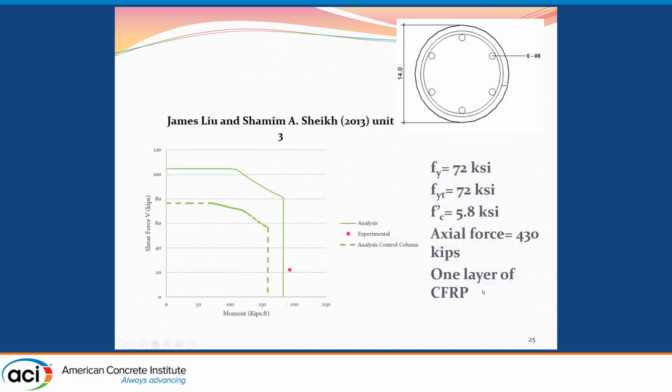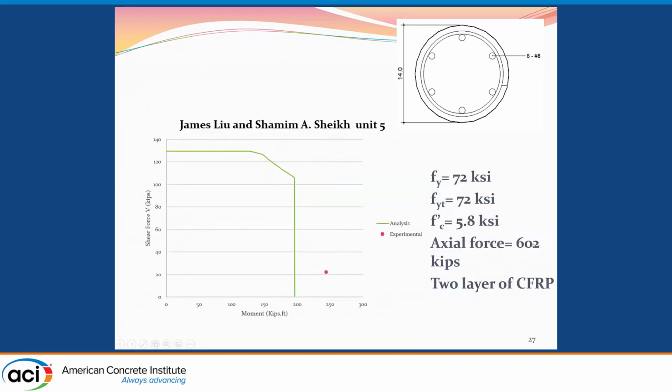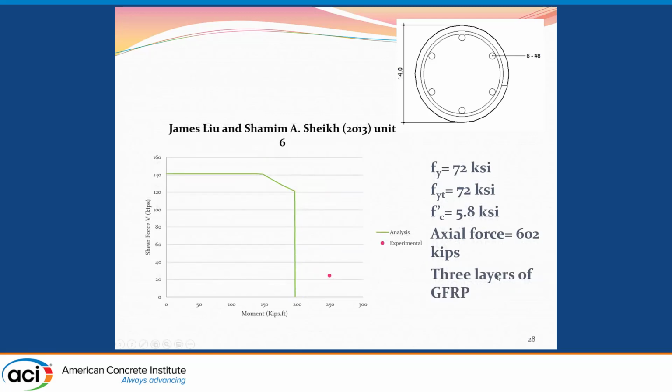And then we have 1 layer of carbon, but they increased the axial force to 430 kips, with the same section and the same material. And here I'm showing the control column. And this is for 1 layer of GFRP under 430 kips. And then they pushed the axial force to 602 kips for 2 layers of carbon FRP and then 3 layers of GFRP.